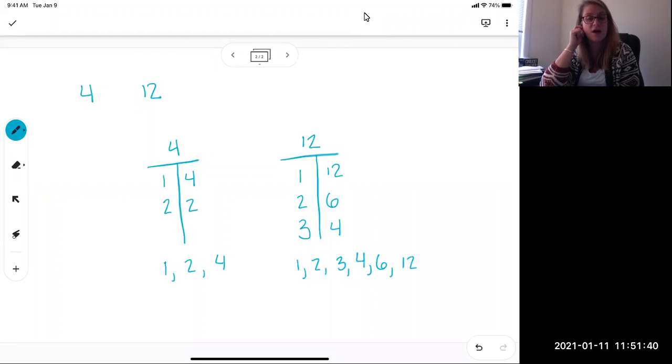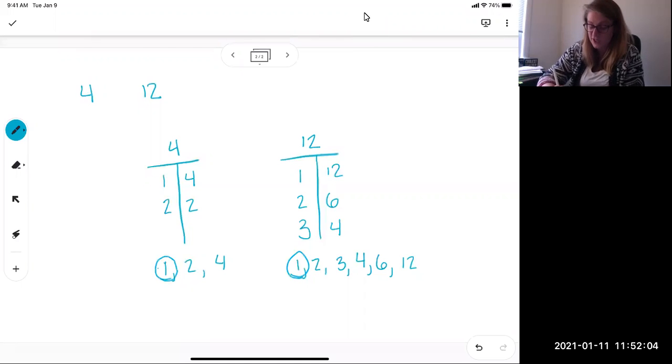Okay, so when we are finding common factors, those are the factors that 4 and 12 share. So all of the factors that they have in common. Both of these numbers have factors of 1. They both have factors of 2. 2 is a factor of both numbers, and 4 is a factor of both numbers.